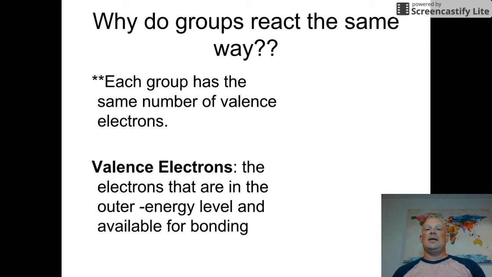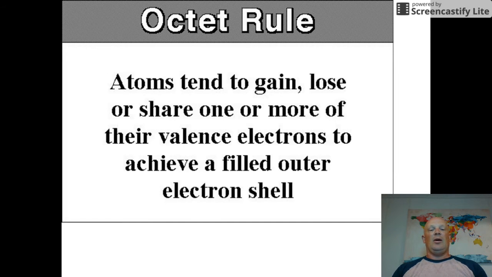Groups 13 through 18 have 3 through 8 valence electrons, those electrons on the outer energy level. Now, elements have an octet rule. Atoms tend to gain, lose, or share one or more of their valence electrons to achieve a filled outer electron shell. So group 1, they are quick to lose an electron because they want a filled outer shell. Group 17, they're quick to take an extra electron because they want a filled outer shell. This is how atoms bond with one another.